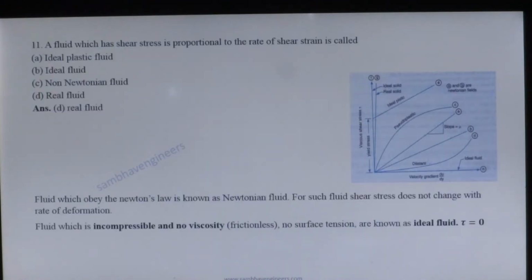Next question. A fluid whose shear stress is proportional to the rate of shear strain is called Newtonian fluid. In the figure, A and B are the Newtonian fluid or ideal fluid. A fluid which is incompressible and has no viscosity and no surface tension is known as ideal fluid.